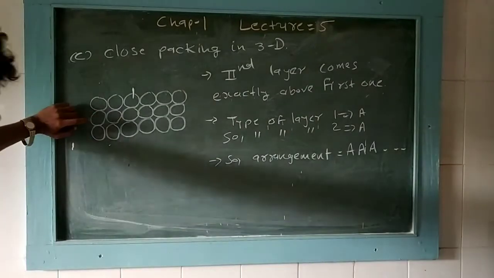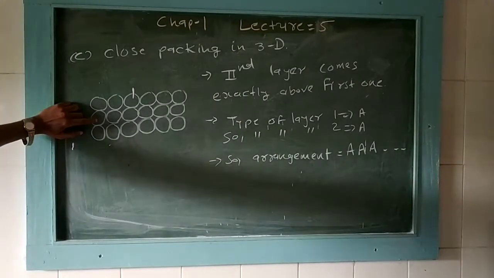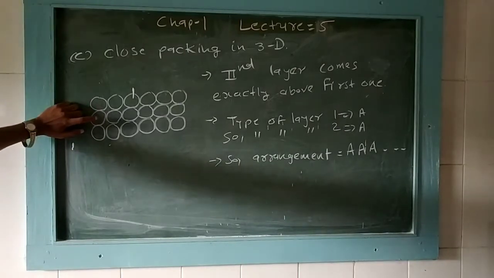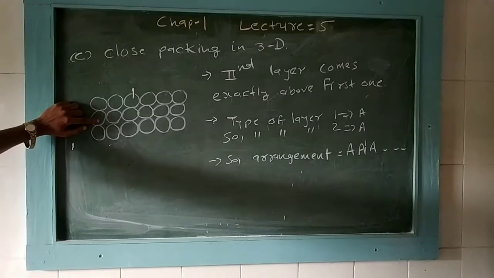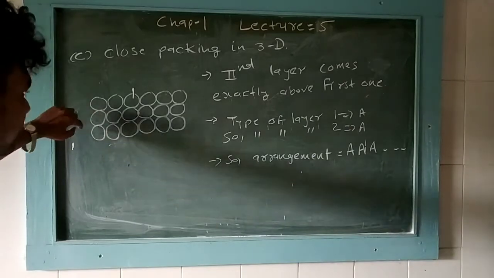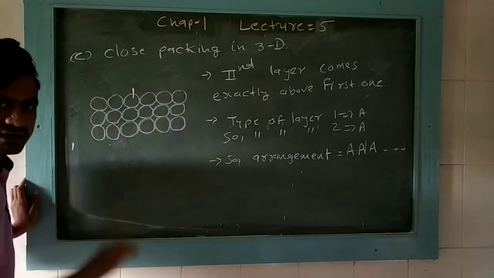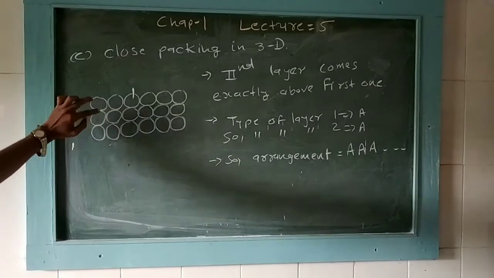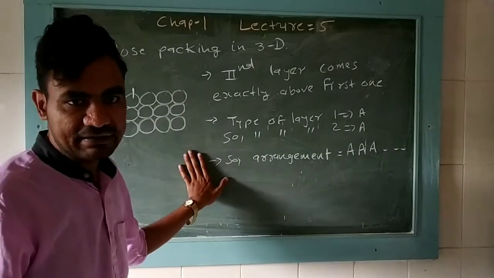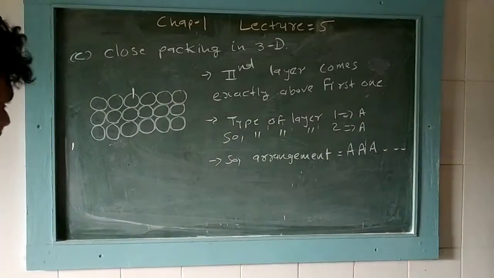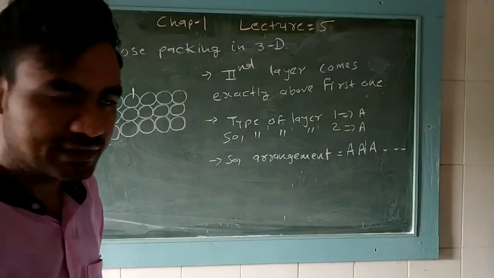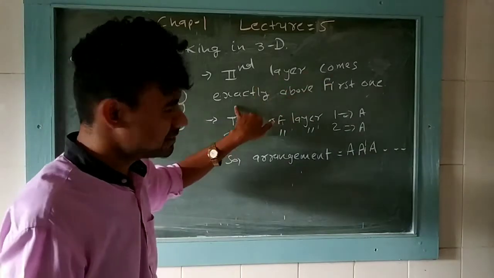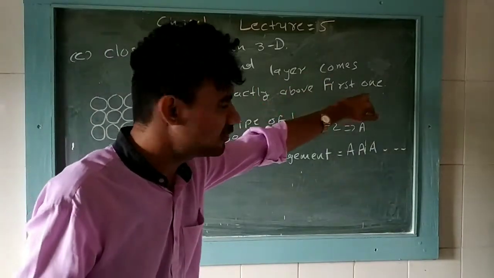You can see here the second layer comes exactly above the first one. Atoms that are attached to each other are exactly above each other. So this is type A layer. Now the second layer will come in such a way that it is exactly above the first layer.